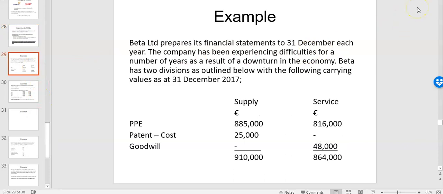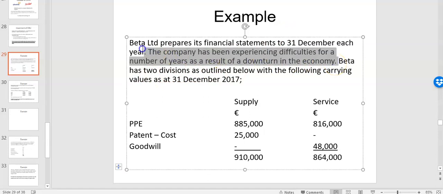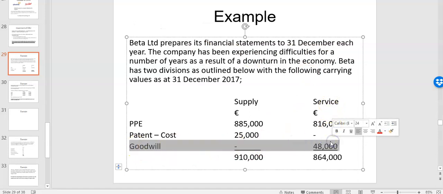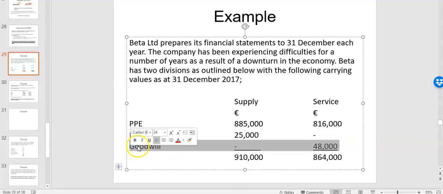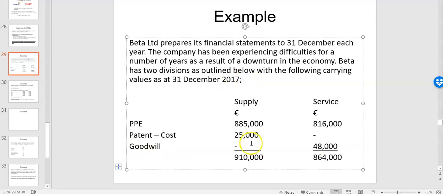Right, so we have Beta Limited. The company has been experiencing difficulties for a number of years due to a downturn in the economy. Straight away, the flag, there is an external impairment indicator, right, because of the downturn in the economy. But also the fact that there's goodwill in one of these here, that means it has to be tested annually anyway, even if there's no indicator. You're given the carrying values at the 31st December 2017.